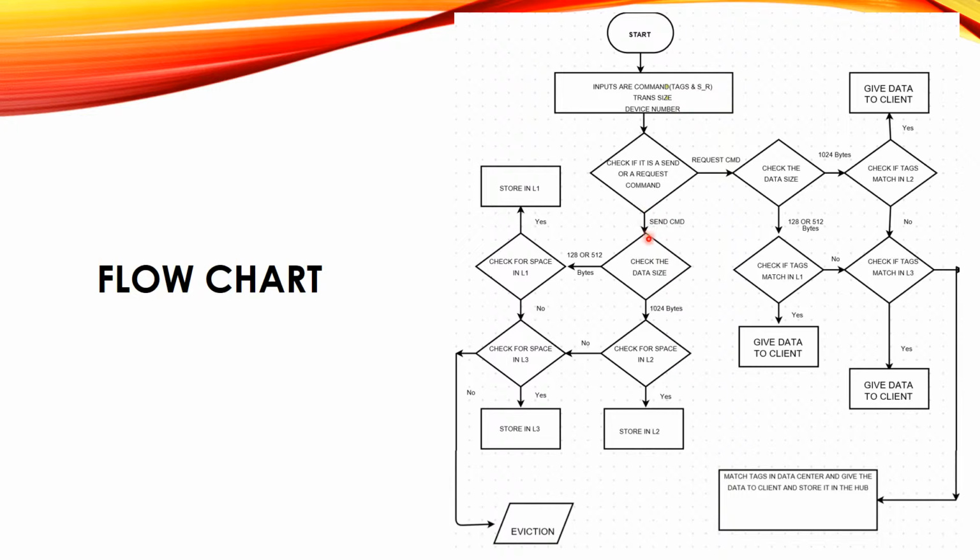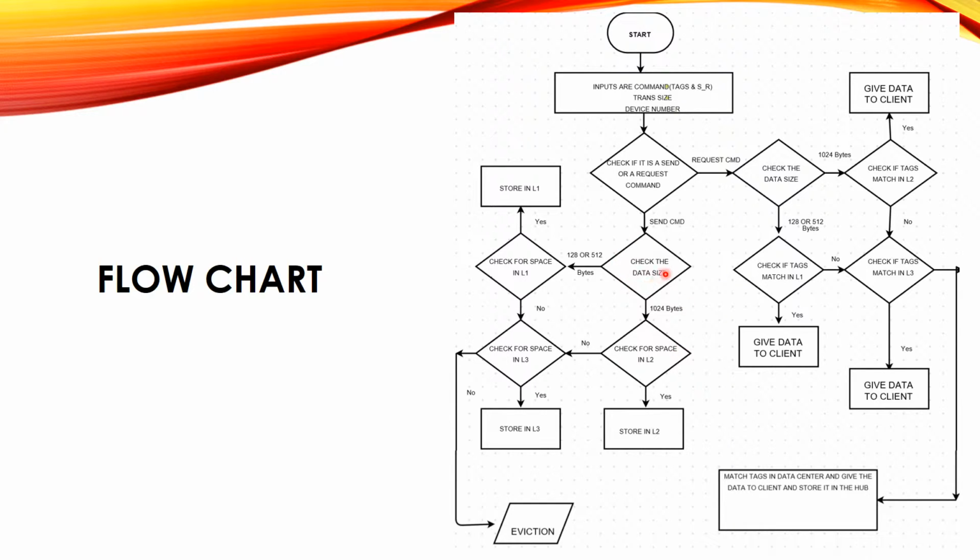If it is a send, it will check the data size. If it is 512 or 128 byte data, then it will check for space availability in L1. If space is available in L1, it will store in L1. If there is no space available in L1, then it will check for space availability in L3. If there is no space available in L3, it will execute the eviction algorithm. If there is space available in L3, it will store in L3.